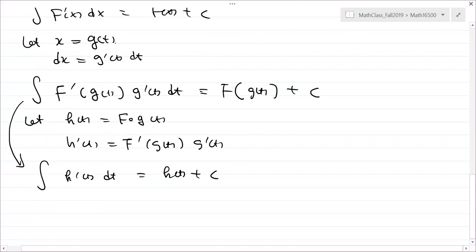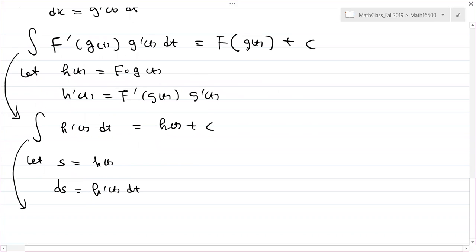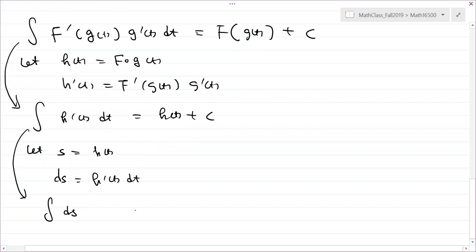Okay, so if you let s be h(t), then ds is going to be h prime t dt, right? So the above identity becomes just the integral of ds equals s plus constant. So this is again the simplest we have. We play with those variables.